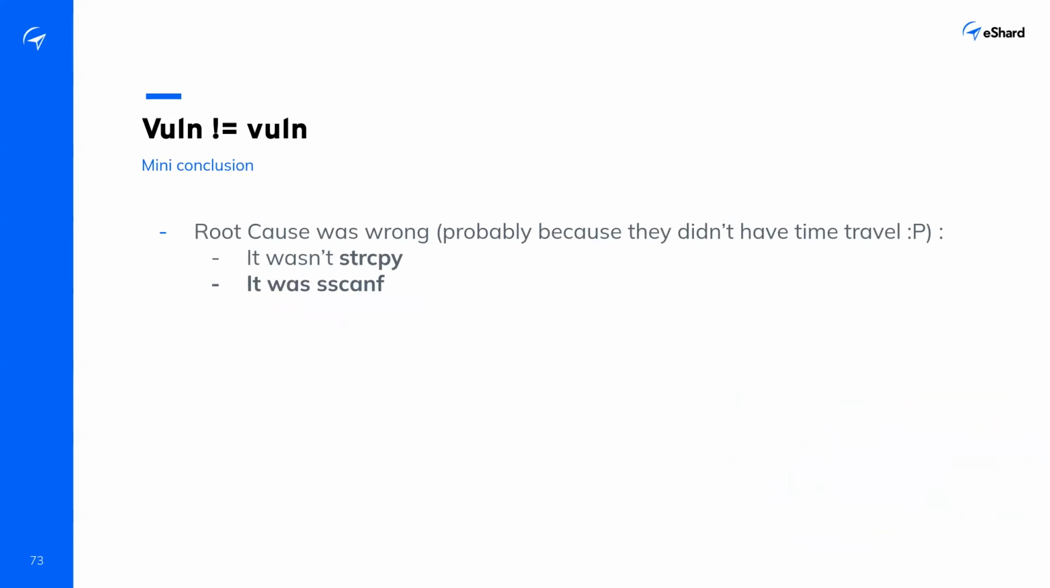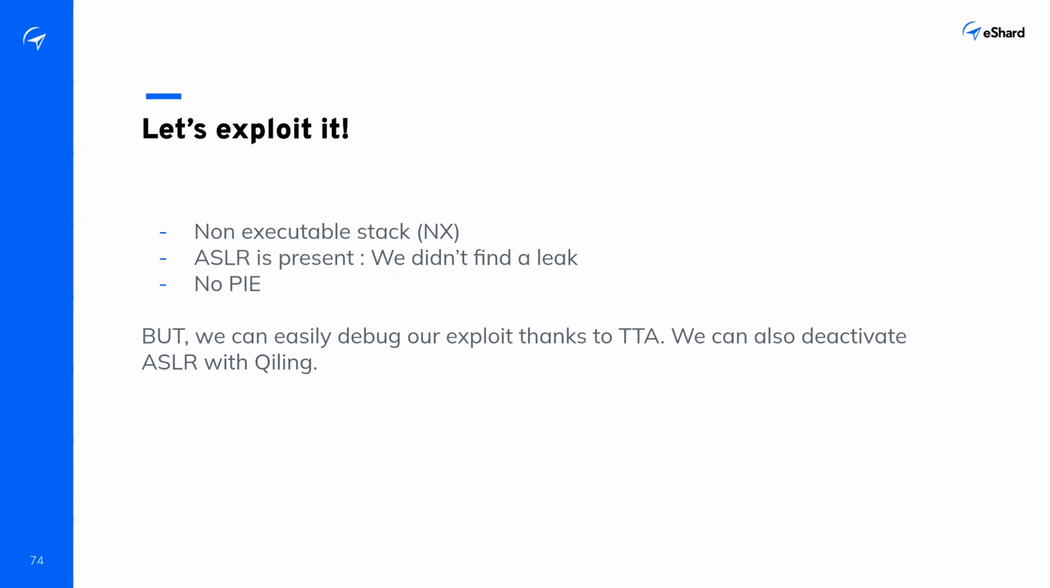If we do a mini conclusion on the root cause, the root cause was wrong, or at least on the report that was handed to the NIST. It was an scanf responsible and not a string copy. But what would be the fun if we don't exploit it, right? So we will do a small summary of what we have with us.